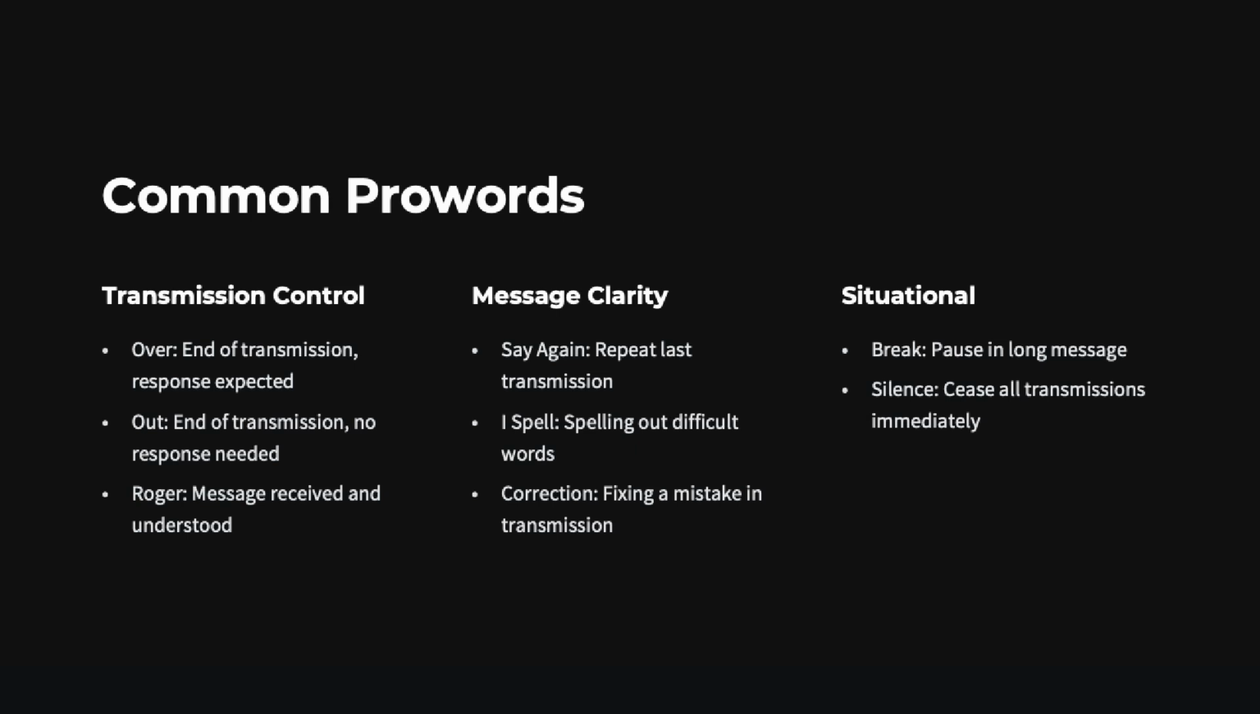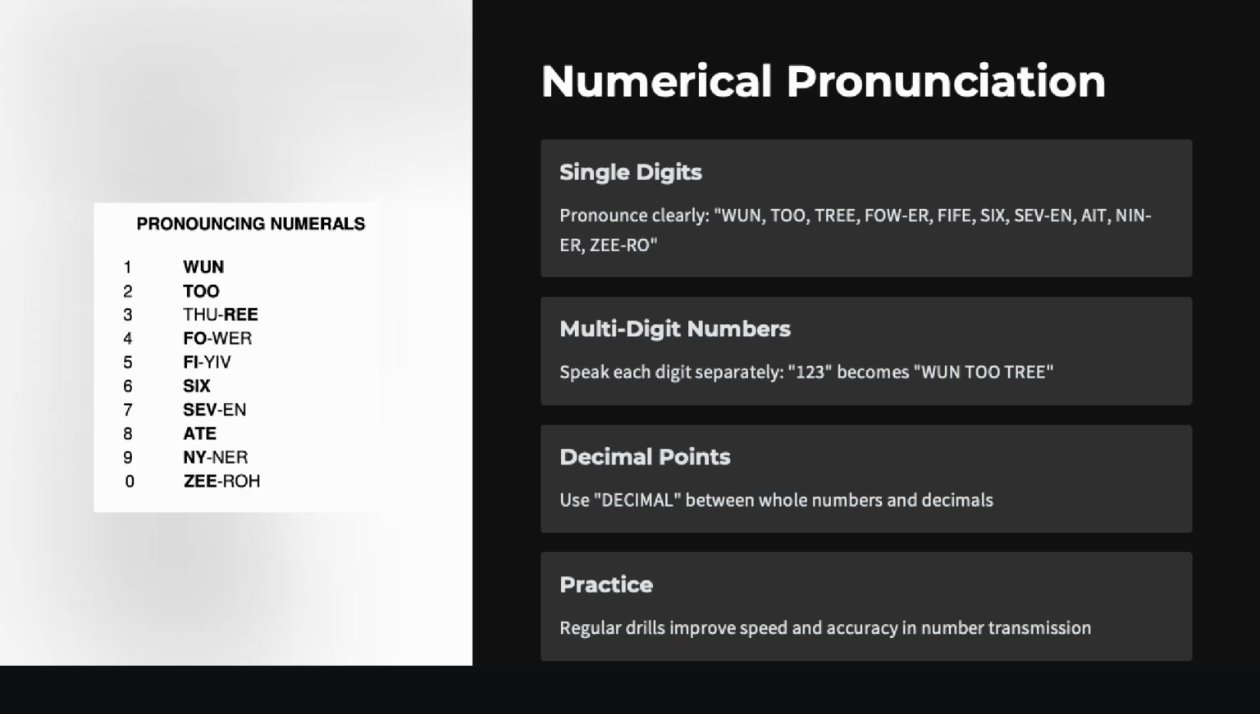Message clarity. Say again, which essentially means repeat last transmission. I spell is when you're spelling out a difficult word. Correction is when you're fixing a mistake in a transmission. And situational. So you can say break, which is pause in long messages, and 2 is silence, which will mean there will be no transmitting on that net until otherwise stated. And also just going back to where it says say again, you will never say repeat on the radio, you only ever say again.